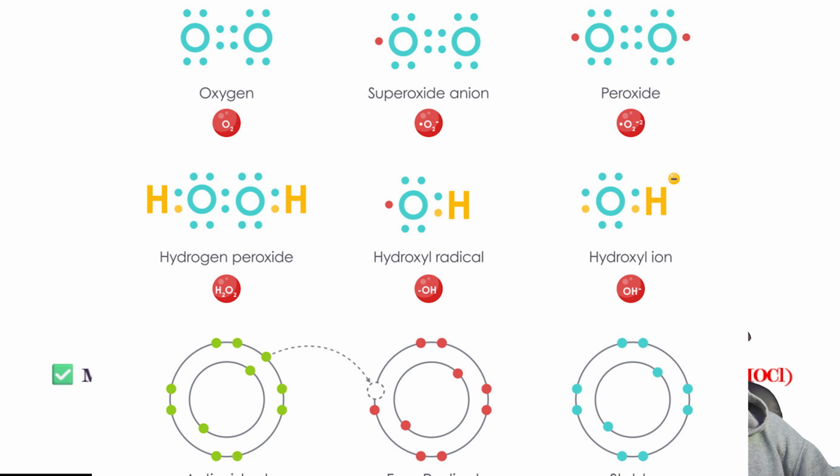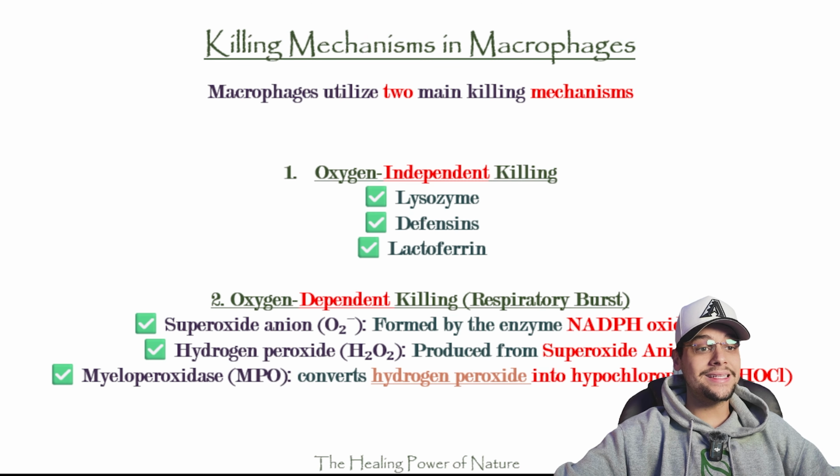An example is in cystic fibrosis. Patients often have a defect in MPO production in neutrophils and macrophages. This leads to impaired bacterial killing and chronic lung infections. This demonstrates the importance of oxygen-dependent killing.